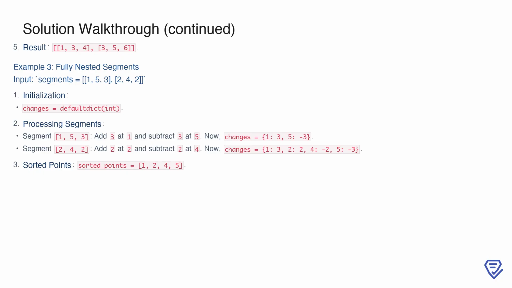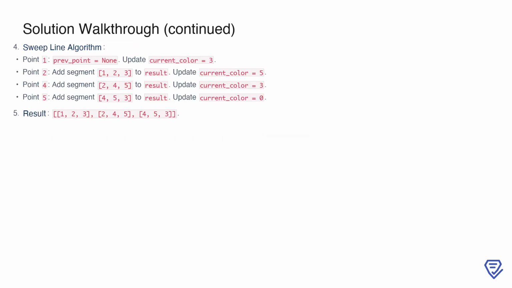For the second segment, we add 2 at 2 and subtract 2 at 4, updating the dictionary to changes equals {1: 3, 2: 2, 4: -2, 5: -3}. After sorting the keys, we get sorted_points equals [1, 2, 4, 5]. With the sweep line algorithm, we process these points to construct the result.